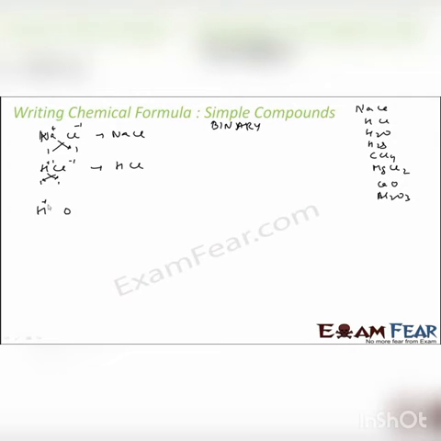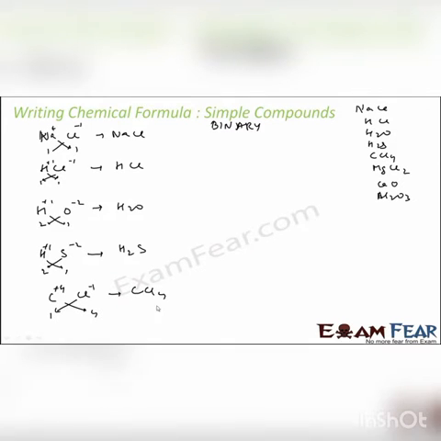H2O, plus 1, minus 2. You get 2 here, you get 1 here. You get H2O. Similarly, H2S, plus 1, minus 2. What you get is H2S. CCl4, carbon and chlorine, minus 1, plus 1. Right? Sorry, carbon is 4. So this becomes 1, this becomes 4. So what you get is CCl4.